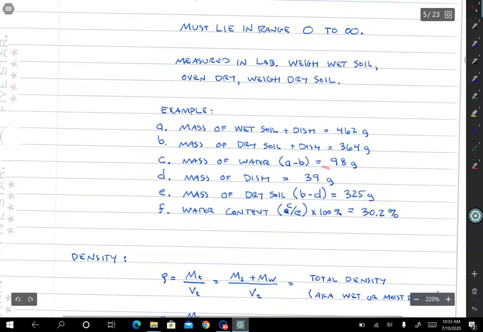And then let's say we know that the mass of the dish is 39 grams. You can measure just the dish by itself. So the mass of dry soil is this number minus this number. You get 325 grams. And then the water content is simply the mass of water divided by the mass of solids, and you get 30.2% in this case.